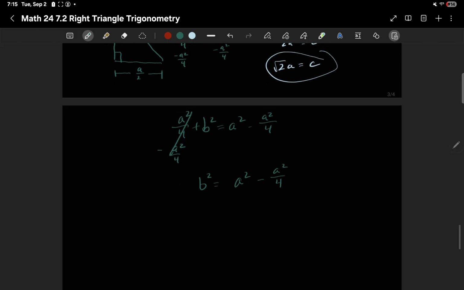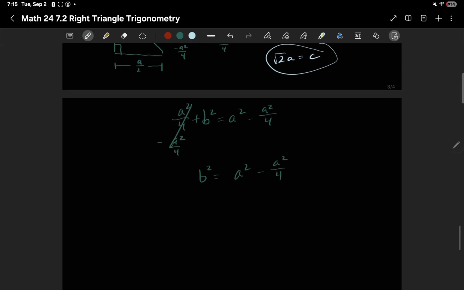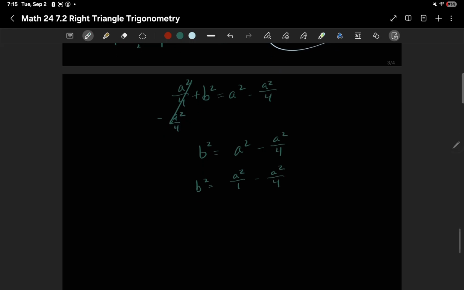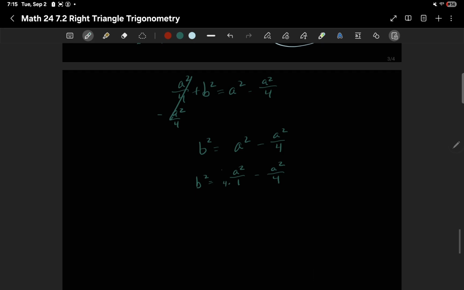So I want to subtract these two, but one of them is a fraction and the other isn't, so I need to change them both to be fractions. So a squared is the same as a squared over 1 minus a squared over 4. If I want to subtract these fractions, I need common denominators. To do that, I multiply the bottom by 4 to make it a 4. If I do it to the bottom, I need to do it to the top. And so I get b squared is equal to 4a squared over 4 minus a squared over 4.